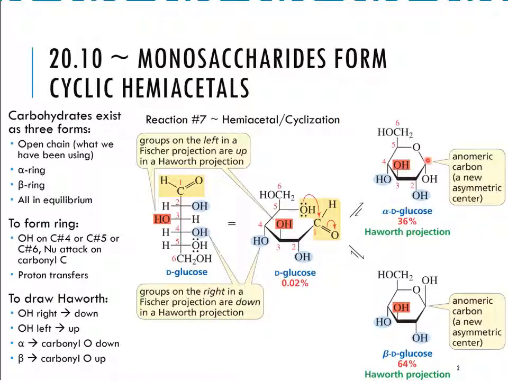Last thing I think on this slide is that carbon number 1 is called the anomeric carbon. So again, it's just a name for us to be able to reference it. It will come up in later reactions, so it is a name that we need to know. And this is, I know I did mention it, but this is reaction number 7 of our list.